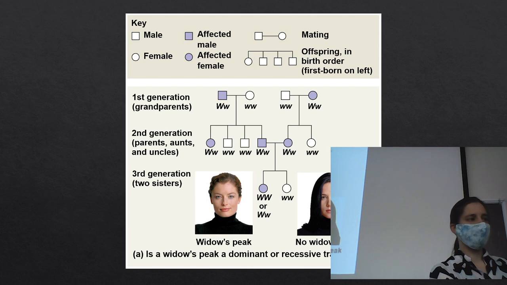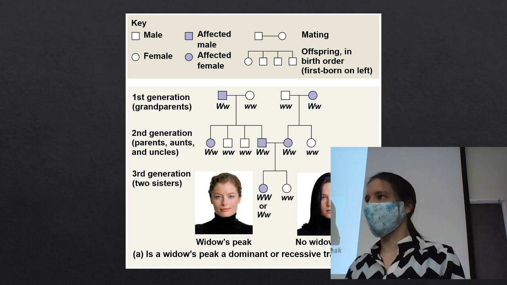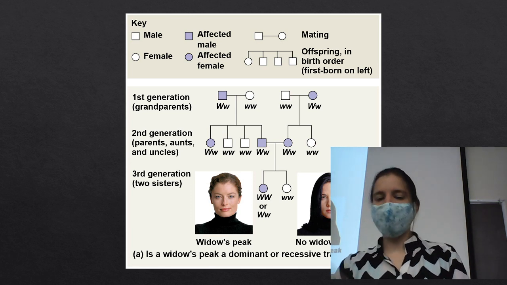This grandparent, on the other side, the maternal grandparents, the grandma had it, grandpa didn't, the mom had it, their first daughter has a widow's peak, their second daughter does not. So far, so good? We can look at that without even knowing what the genetics are. We're going to come back to this one in a second.